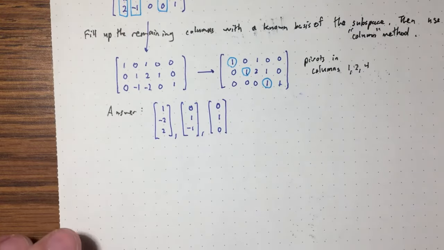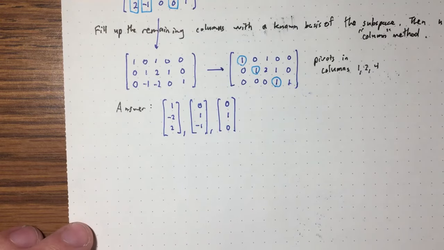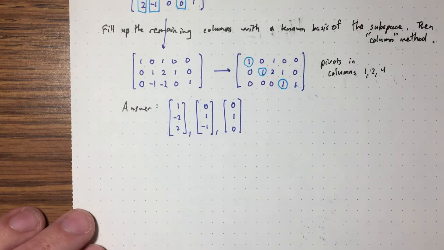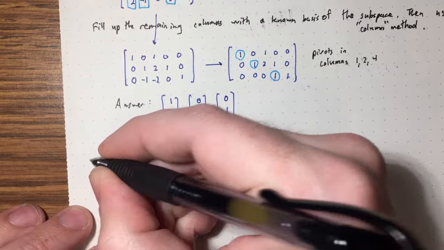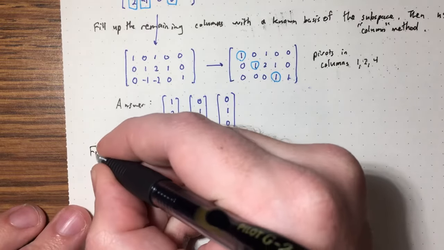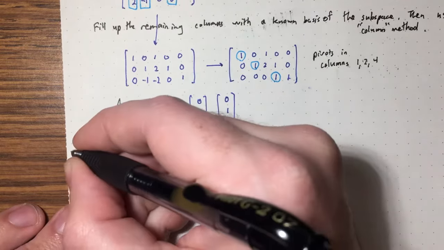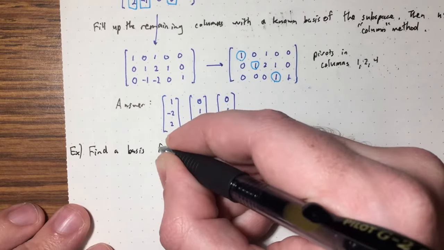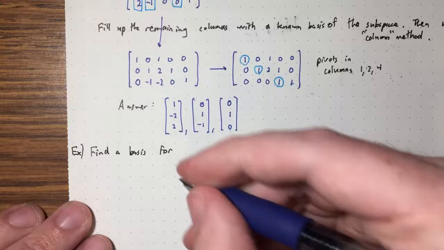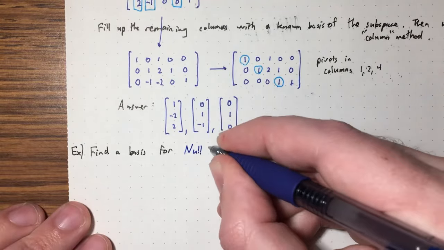Okay. Should we do one more example? Let's do a null space calculation. Let's find a basis. Here's another example. Find a basis for the null space of a matrix.